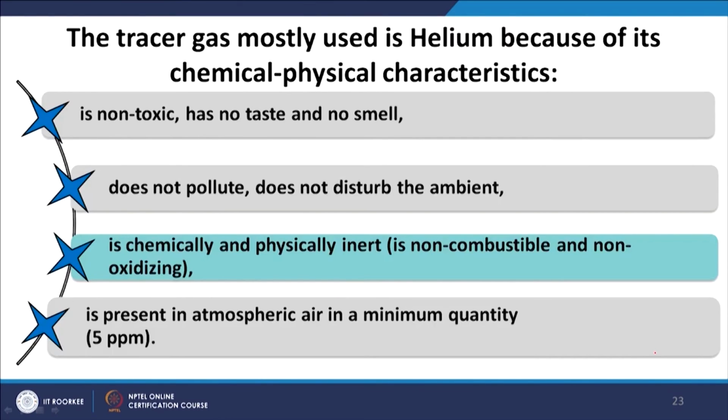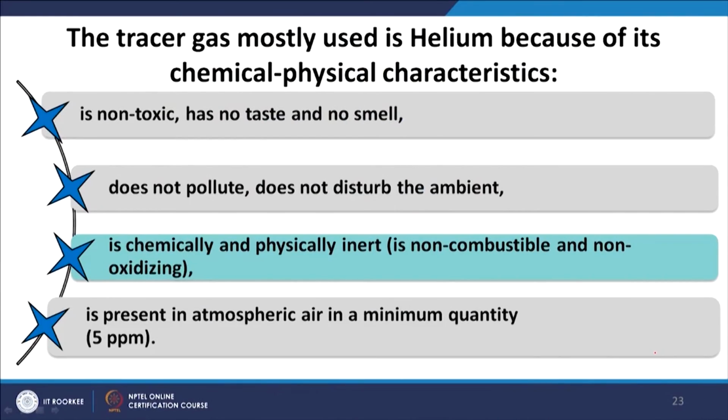The tracer gas mostly used is helium because of its chemico-physical properties. We all know that helium is a noble gas, an inert gas. It is non-toxic and has no taste and no smell. It does not pollute and does not disturb the ambient. It is chemically and physically inert, a very important property. It is non-combustible, non-oxidizing and non-reactive. It is present in the atmosphere in a minimum quantity, 5 parts per million. Because of all of these properties, helium is mainly used as a tracer gas.